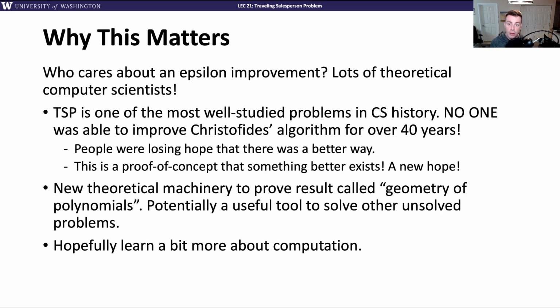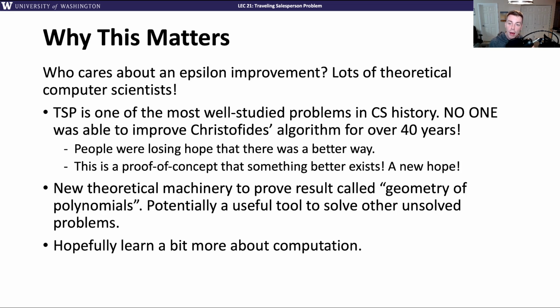Now, one of the things that's also really interesting here is the fact that in order to do this, they had to use a lot of new mathematical machinery to prove their result. So they use this thing called the Geometry of Polynomials to help prove that their algorithm was actually better. Now, the hope here is that since they're able to solve this problem unsolved for a long time using this new tool, maybe this new tool has merit. Maybe we should start thinking about how to apply it in other places where we've had trouble finding a solution, and maybe it'll help us.